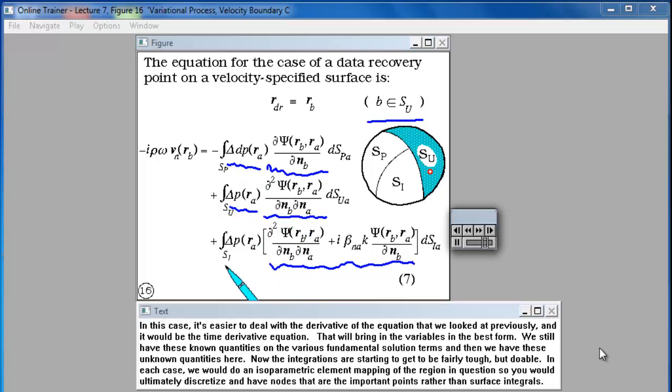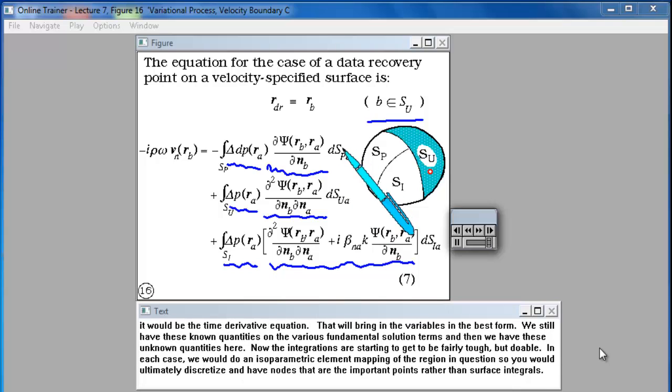Now the integrations are starting to get to be fairly tough, but doable. In each case, we would do an isoparametric element mapping of the region in question, so you would ultimately discretize and have nodes that are the important points rather than surface integrals.